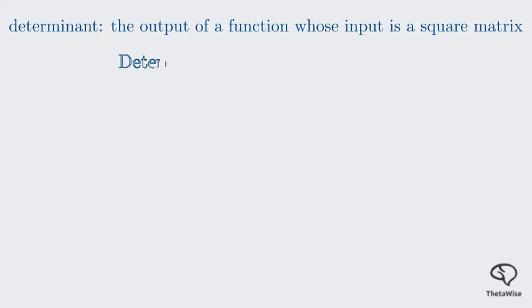You'll most commonly see this notation. We can use the abbreviation det, the capital letter D, or the Greek letter delta. These symbols all mean the same thing. We are calculating the determinant of whatever follows them.